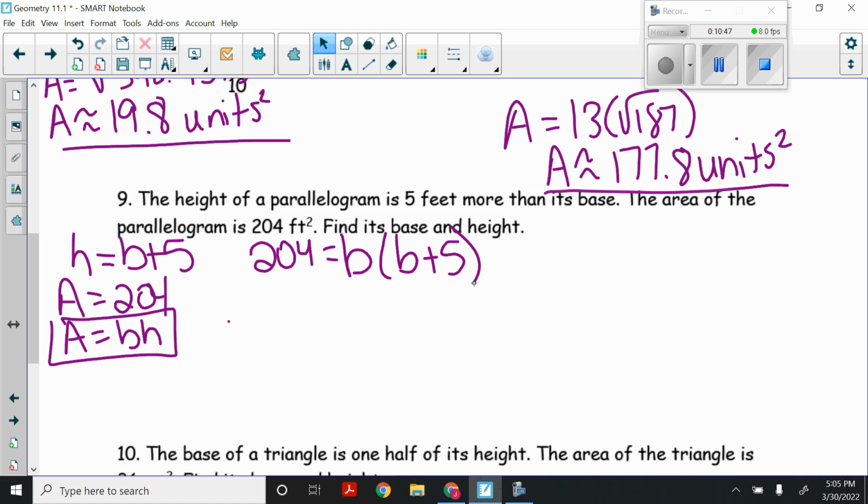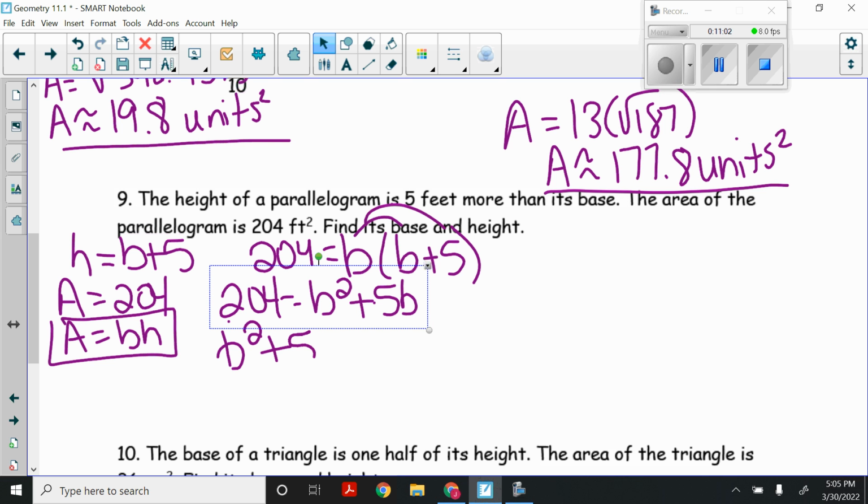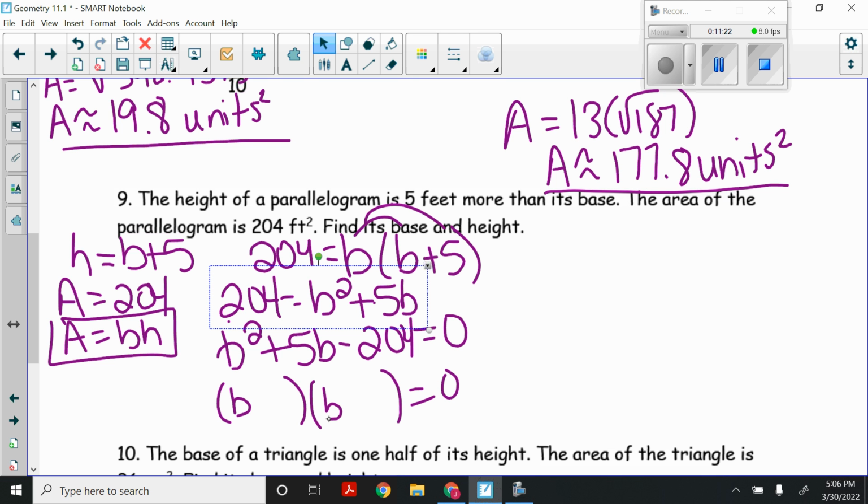So now I want to go ahead and distribute. So I have 204 equals B squared plus 5B. I have a B squared and a B, so that means I want everything on the same side. So I'm going to move the 204 over. I get B squared plus 5B minus 204 equals 0. This is where I either need to factor or quadratic formula. I'm going to factor so we can work on factoring. I don't have to worry about grouping because I have a 1B, so I just know I'm going to have 2 sets of parentheses, a B and a B. So I'm looking for what can I multiply together to get negative 204, but add to get my middle number, a positive 5.